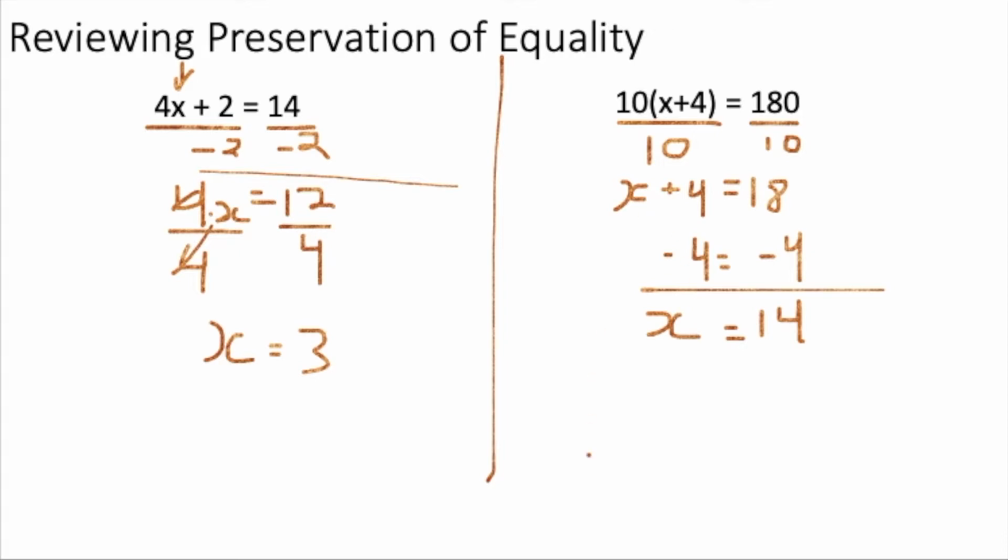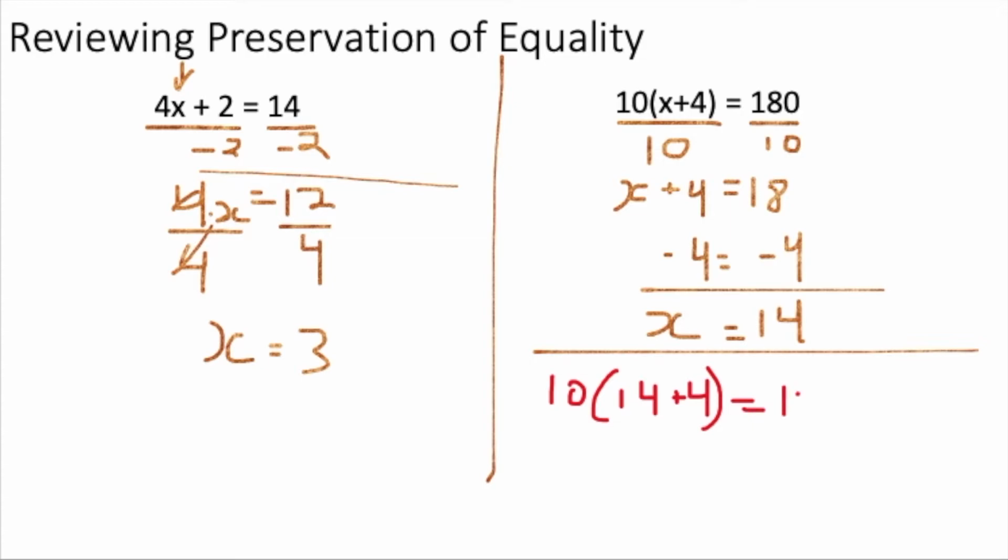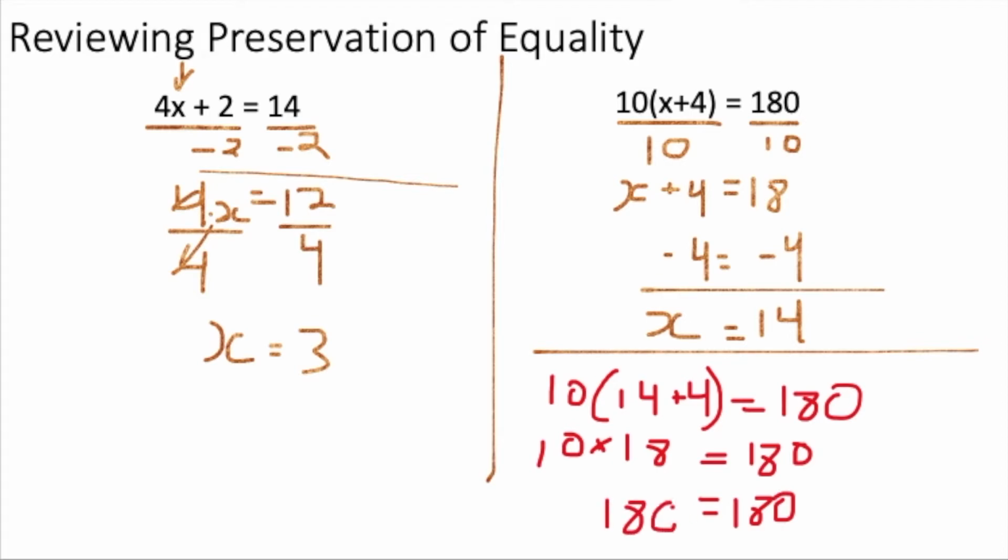And if I wanted to check this to make sure that I did everything right, I would go 10 and I put 14 inside the brackets, plus 4 equals 180. And if I add what's in the brackets first, this is 18 times 10, which we know is equal to 180. So if we're preserving equality, this side is equal to 180, and this side is equal to 180, and that's what we're saying.